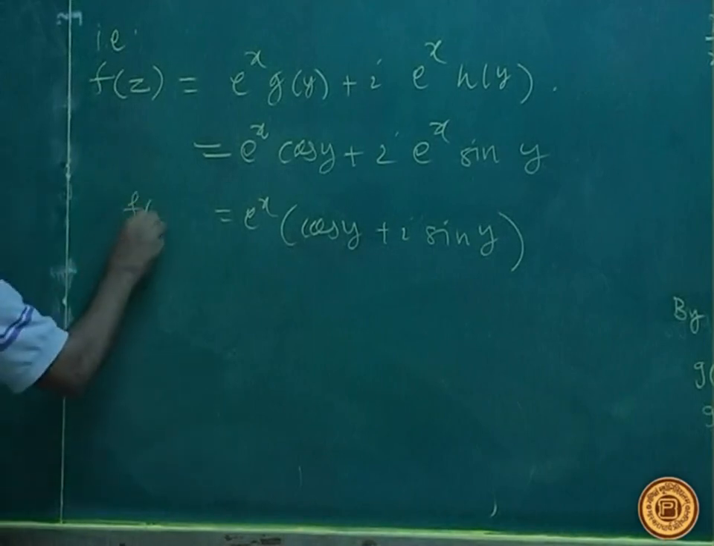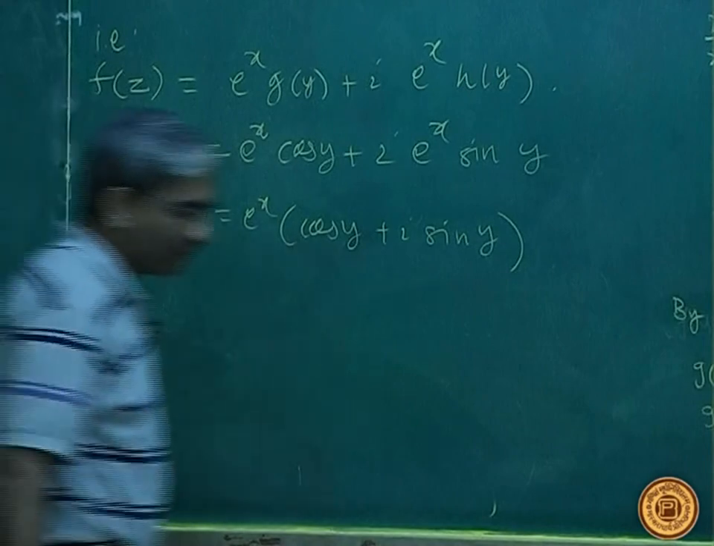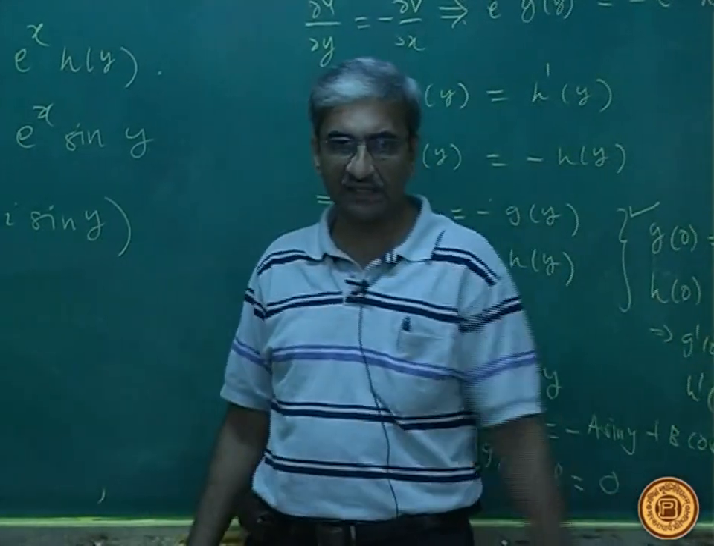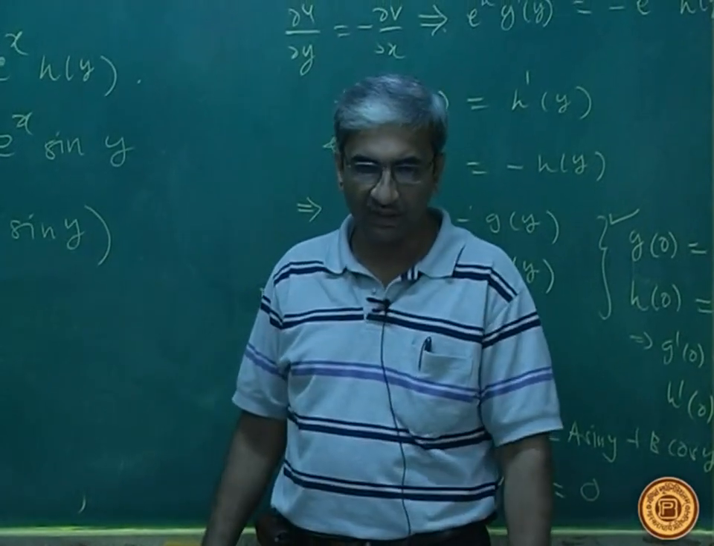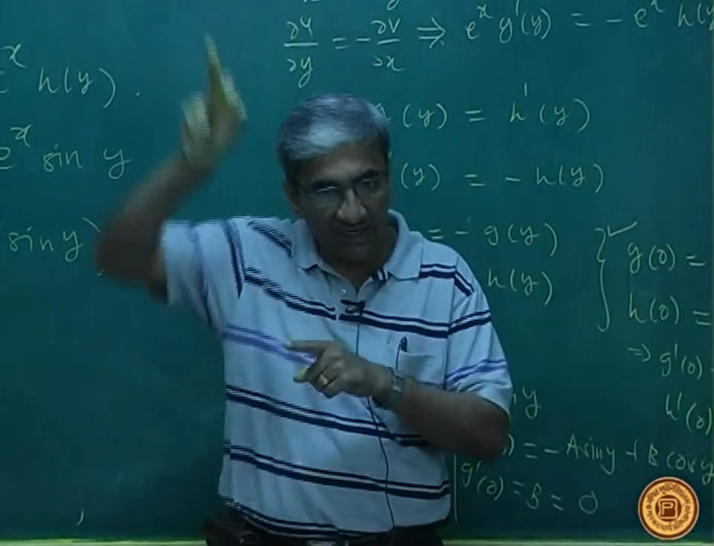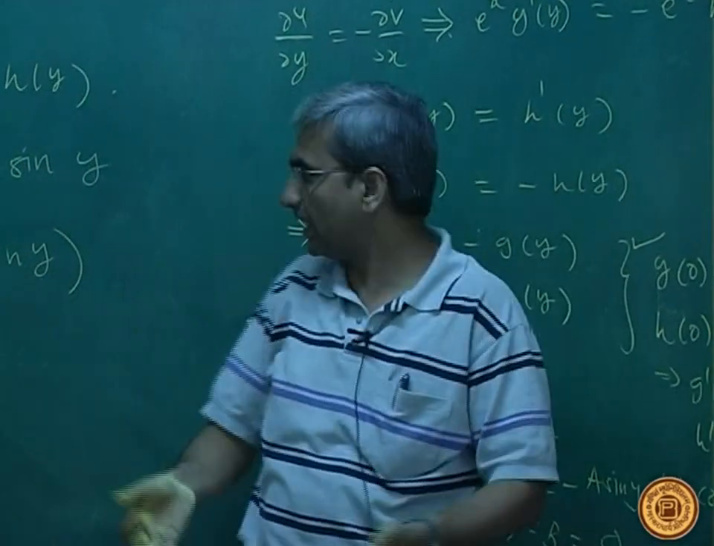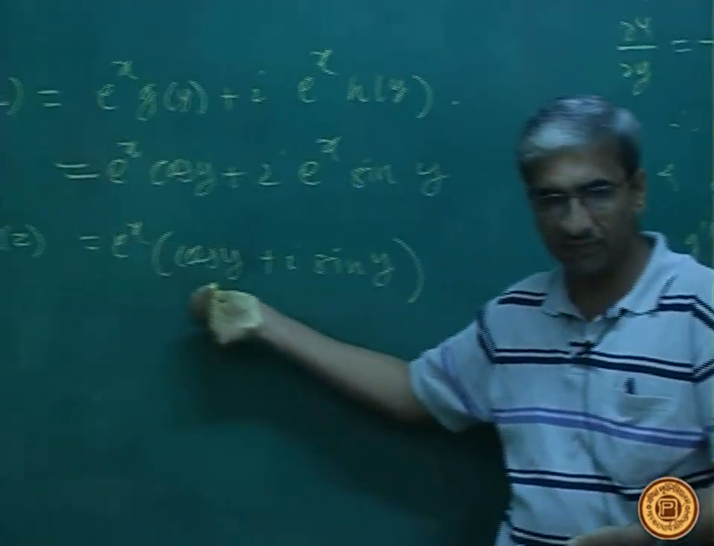This is my f(z). But what was f(z)? f was that function which satisfies f(z1 + z2) = f(z1)·f(z2), f(x) = e^x, and f is entire everywhere. From these three conditions I have derived that f has to be of this form.